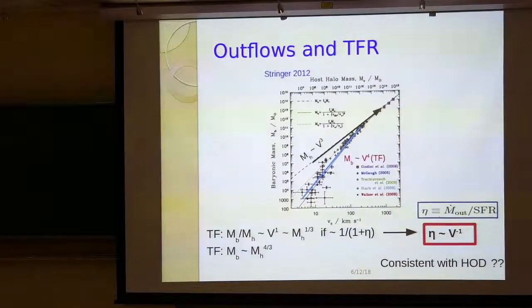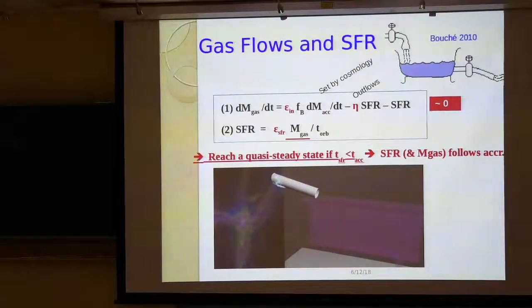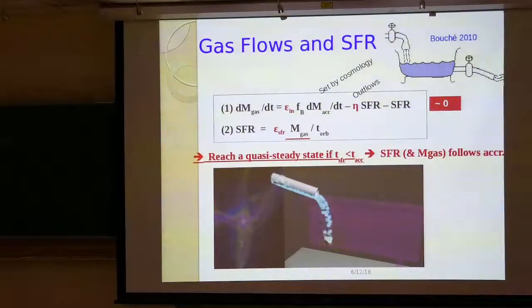But if you do that, you have an additional constraint that comes between the baryons and the halo masses from the halo occupation, the baryon efficiency that I showed you at the beginning. And I don't think it's completely consistent if you use these two observations together. So that shows you that the situation is not as simple as that. So what you should do is to try to understand galaxy formation in this global sense.